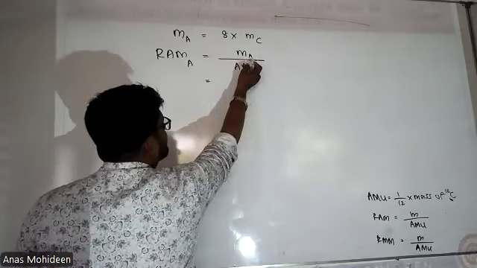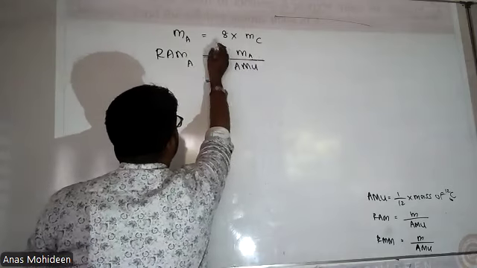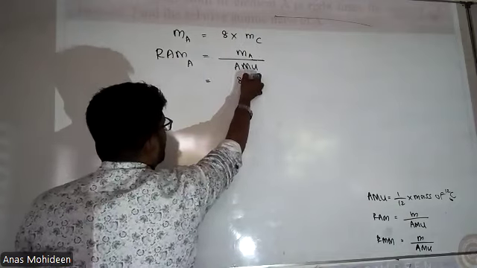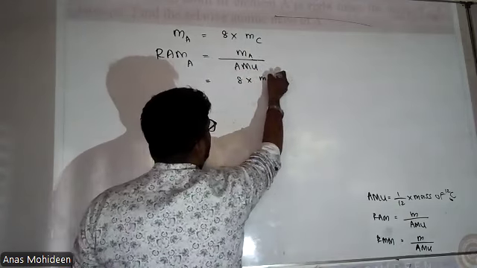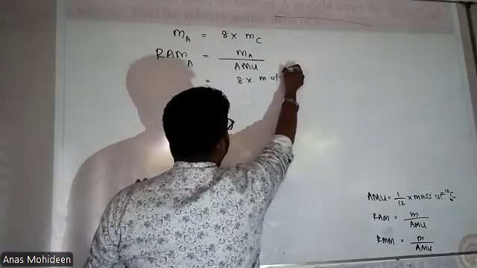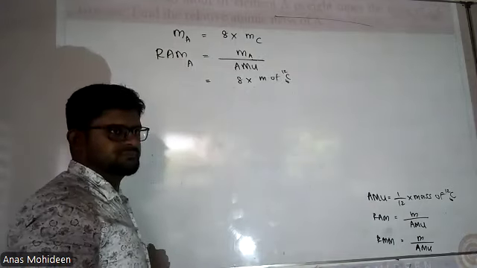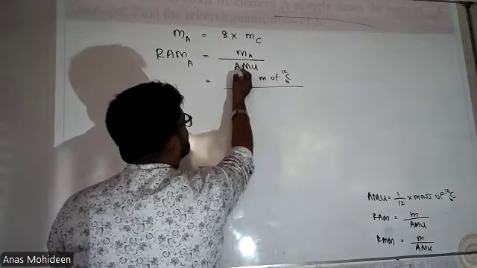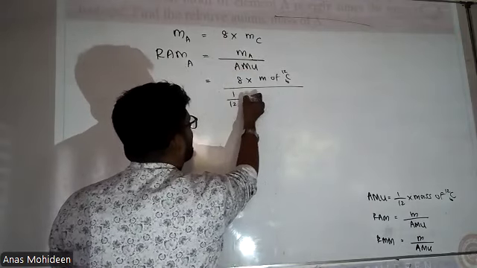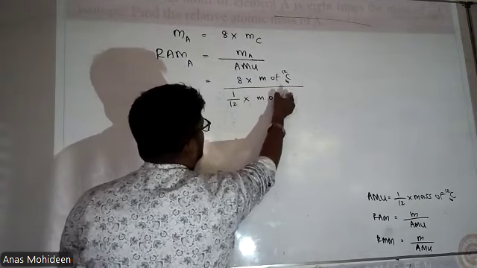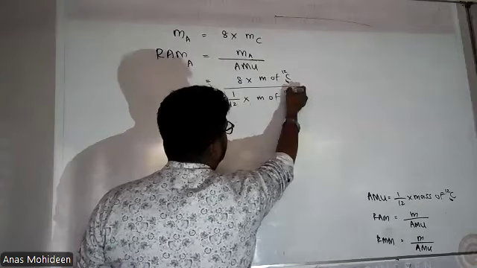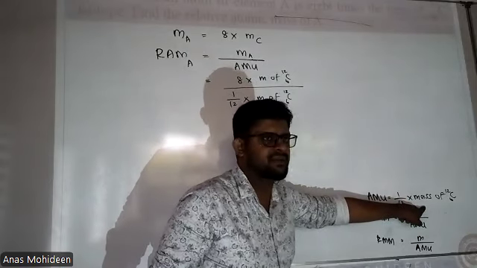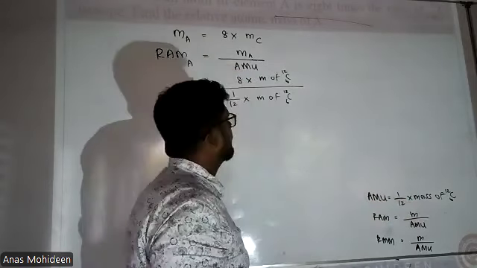Now, mass of A is given? No. But it says it is equal to 8 into mass of carbon, right? So, I'm writing 8 times mass of carbon 612. Dividing by, what is AMU? 1/12 into mass of carbon 612, isn't it? 1 over 12 into mass of carbon 612, right? Correct? So, what can I do now?